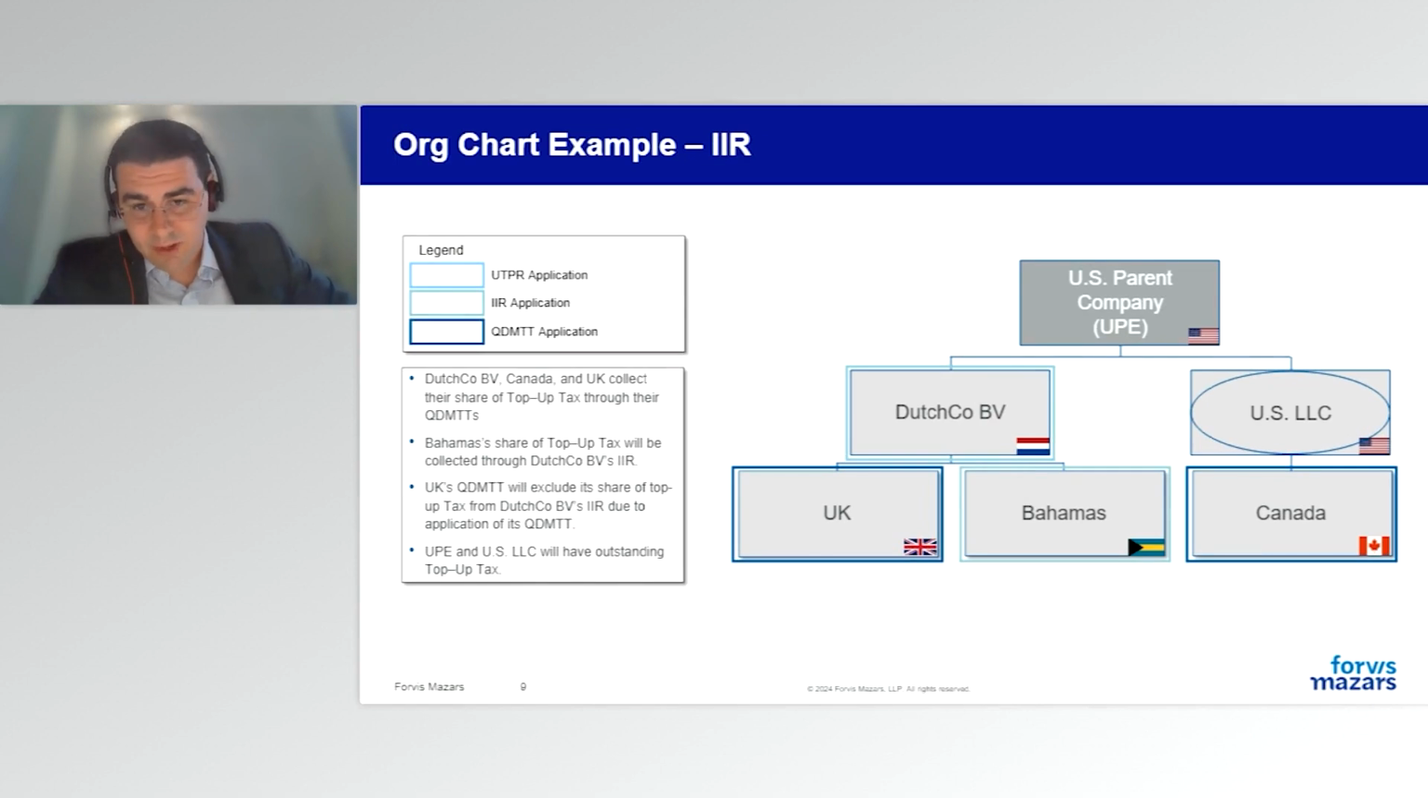Here is a prime example of how the IIR will come into play to ensure that the Bahamas has been topped up. That said, looking at our structure, everyone here has basically been topped up except the U.S., because the U.S. does not have a qualifying IIR today.